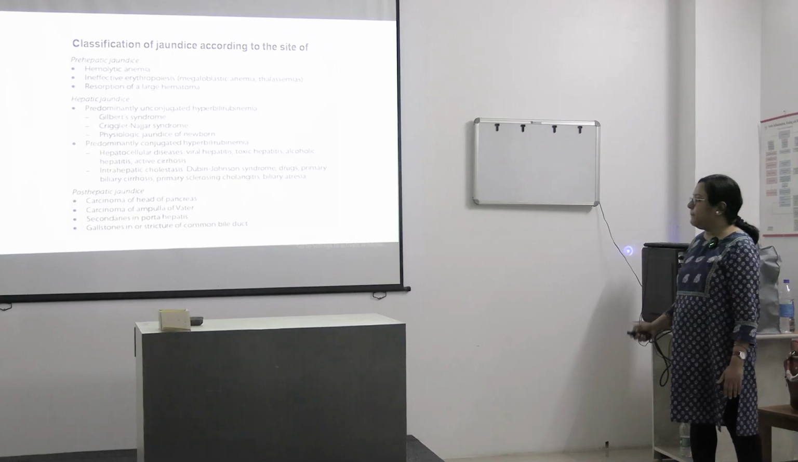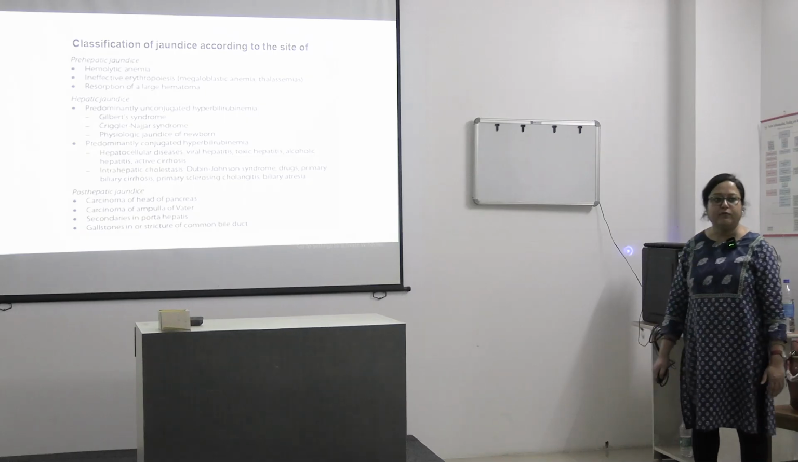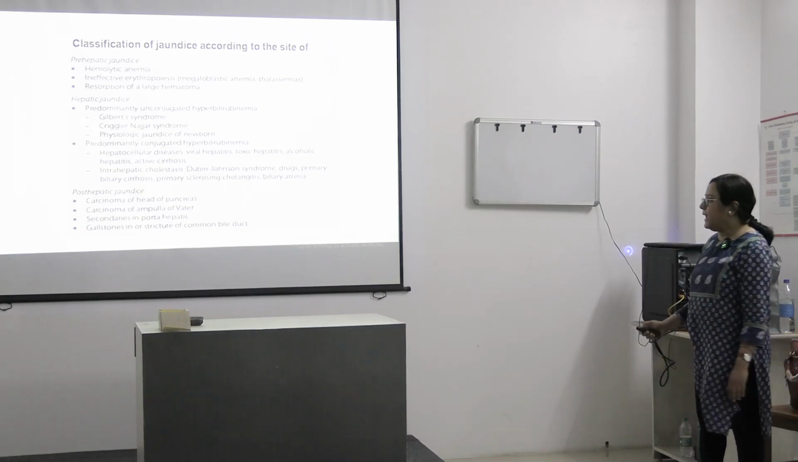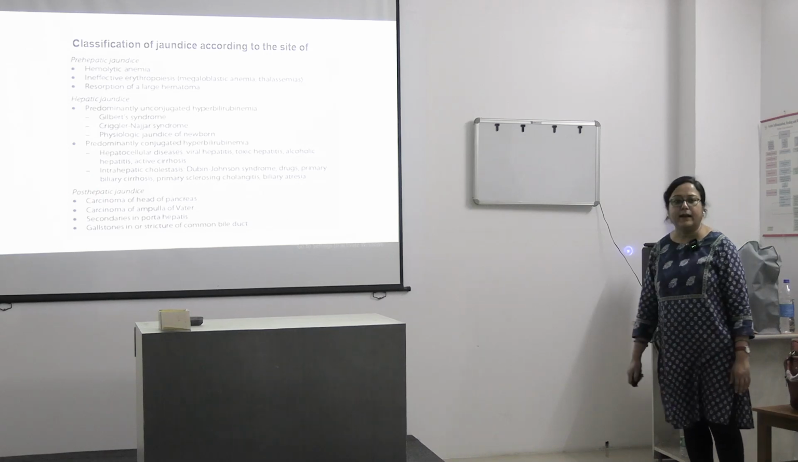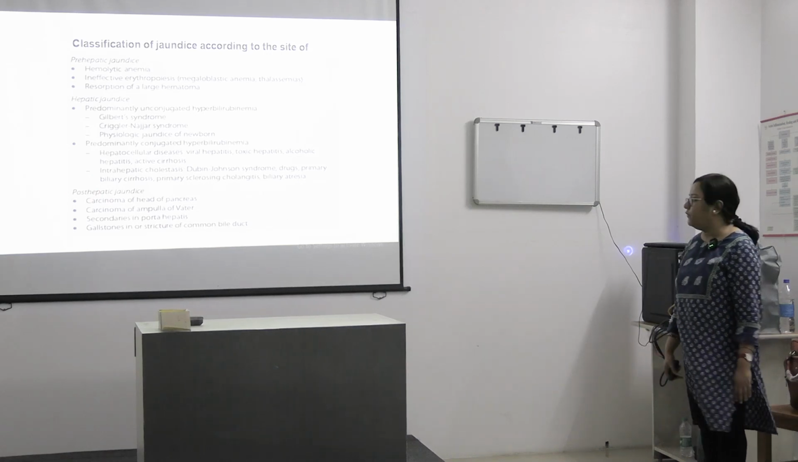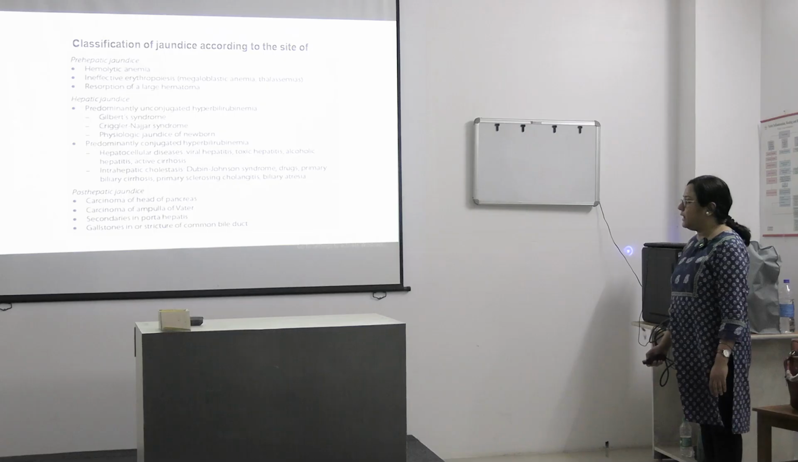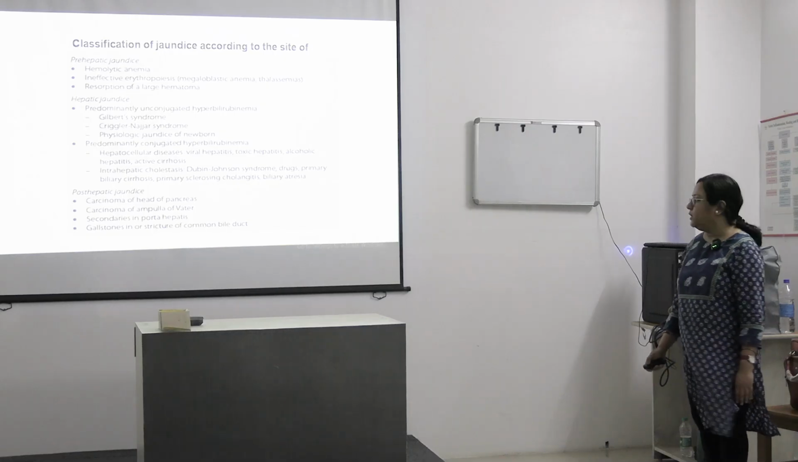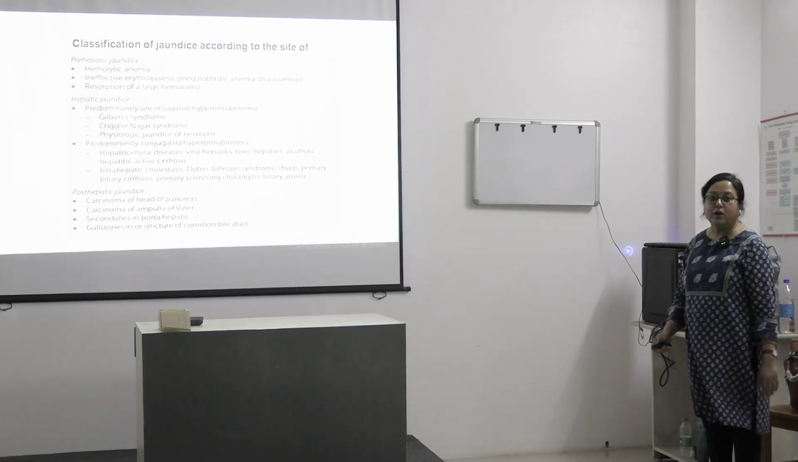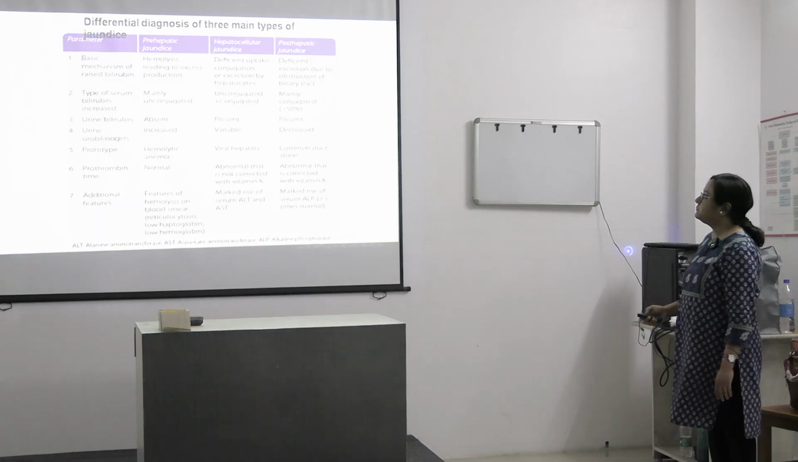Also, the post-hepatic type of jaundice can be found mainly in obstruction, as in carcinoma head of pancreas, carcinoma in ampulla of Vater, secondaries in porta hepatis, and gallstones or stricture of common bile duct.